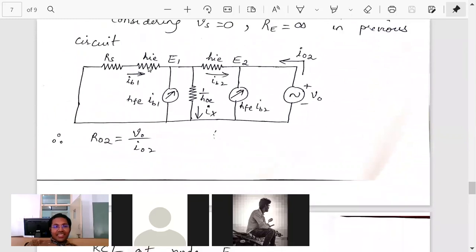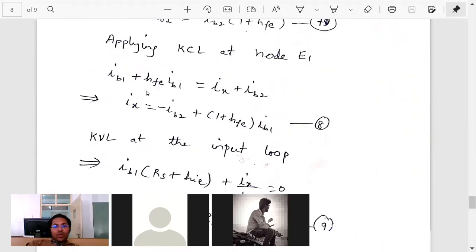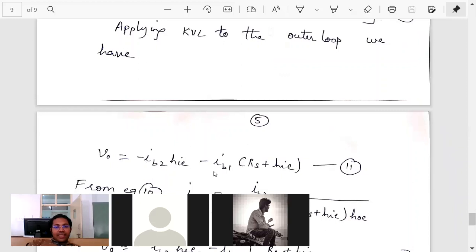These both are in series, isn't it? So RS plus HIE. See, why V0? Very easy. This voltage plus this voltage together. We are getting minus sign because we are seeing current in this direction, and we are traveling in this direction. So we are taking minus IB2 minus IB1. Very easy. So minus IB2 into HIE minus IB1 into RS plus HIE.